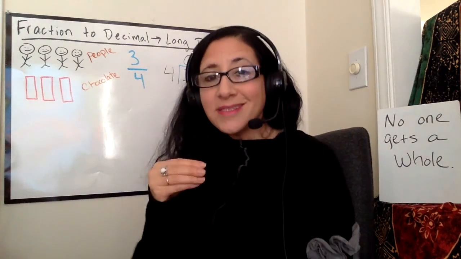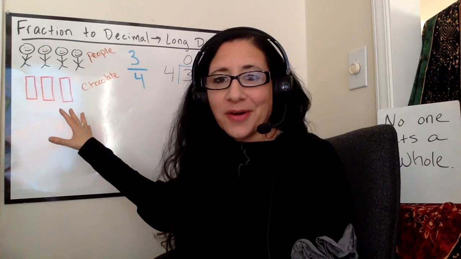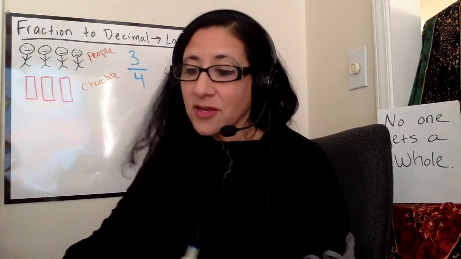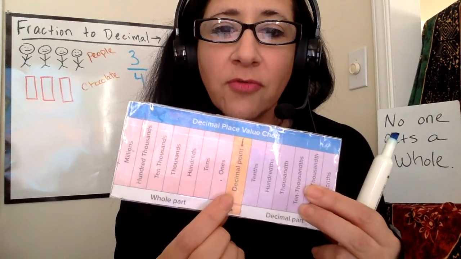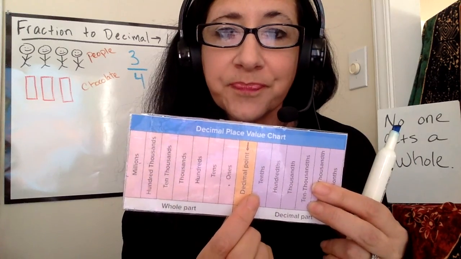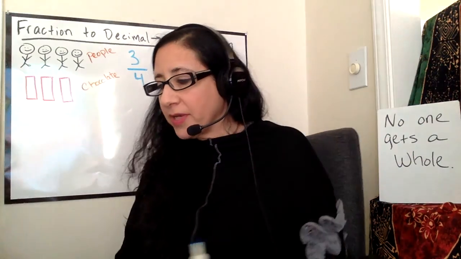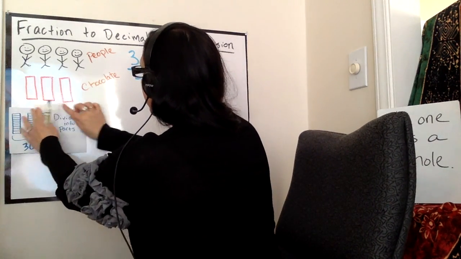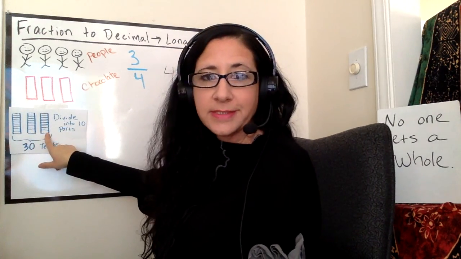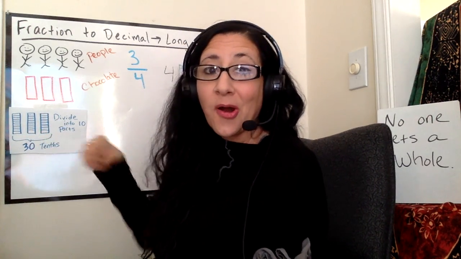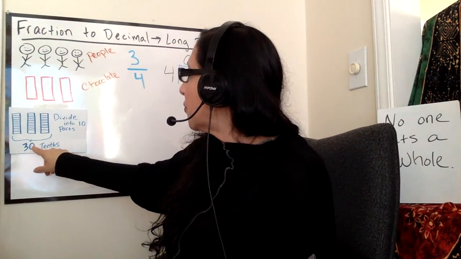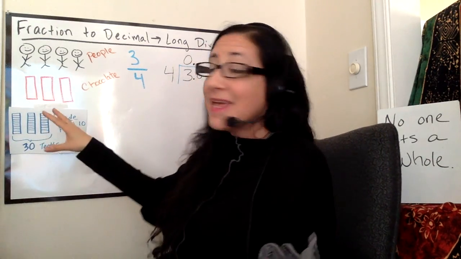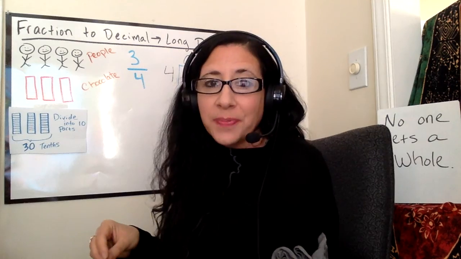Once I have to divide these chocolate bars so that each person gets an equal amount, my next step is to divide it into tenths, which is right after the decimal point. Right after the decimal point is the tenths place. So I'm taking those 3 chocolate bars and dividing them each into 10 equal parts. Each of these pieces now are tenths. So there are 30 of those tenths.